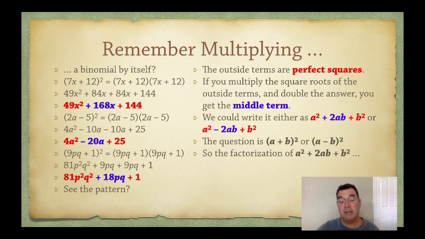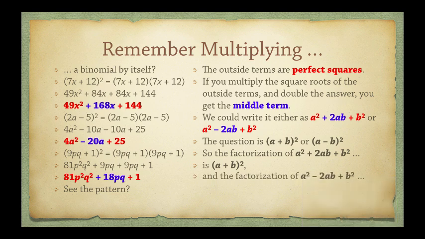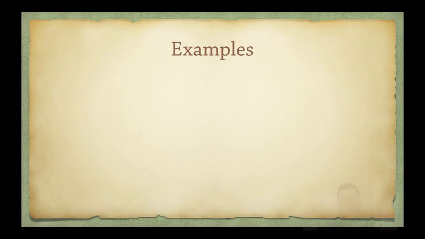Okay, so the factorization of a squared plus 2ab plus b squared is now a plus b squared. You just have to figure out what a and b are supposed to be. And the factorization of a squared minus 2ab plus b squared would be a minus b all squared. So let's look at some examples.